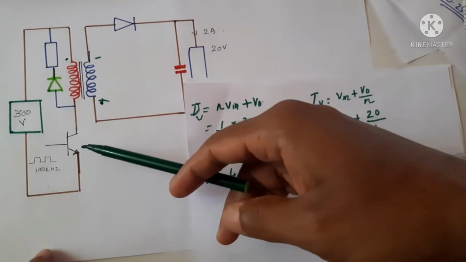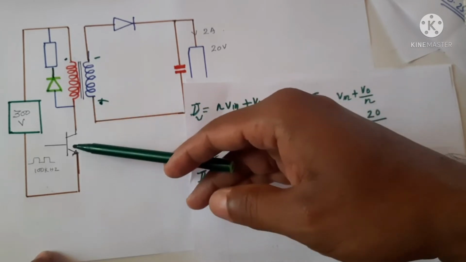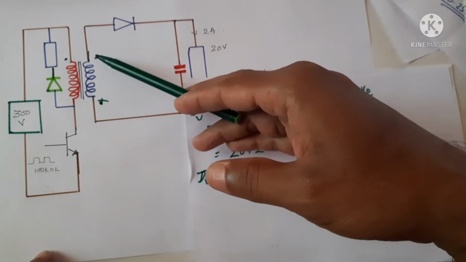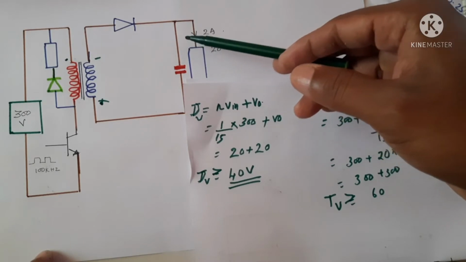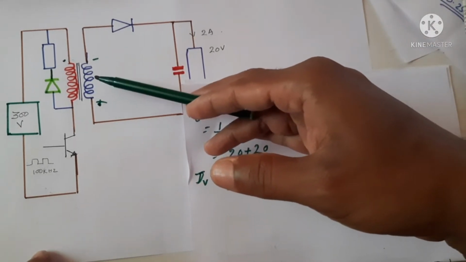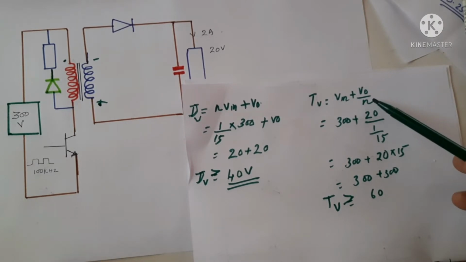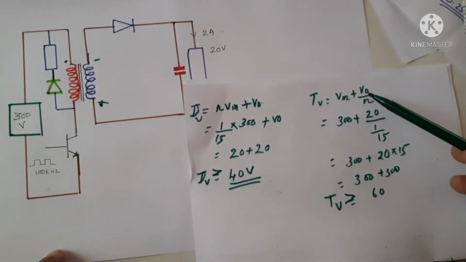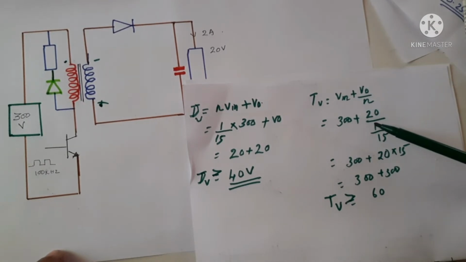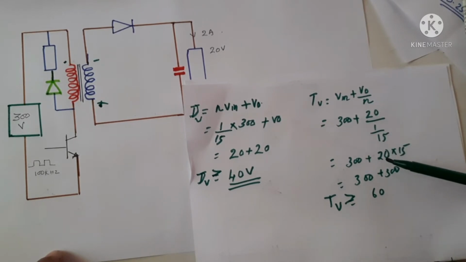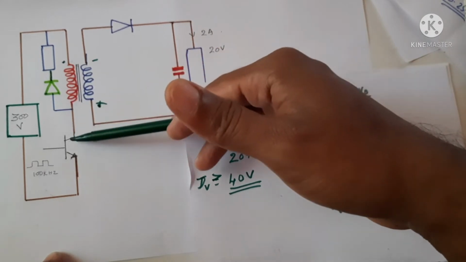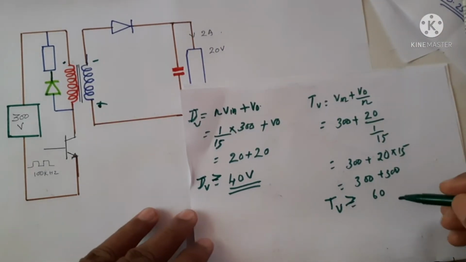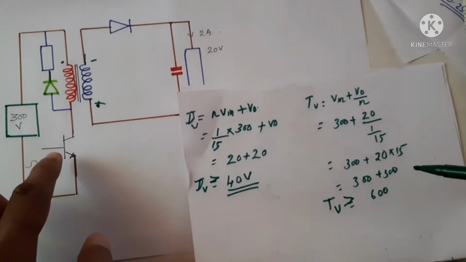Now what is the voltage rating of the transistor? When the transistor is off, the diode is forward biased, this end becomes plus and this end becomes minus. So the voltage across this will be the output voltage V0, that is 20 volts. So the voltage at this point is 20 volts. That voltage divided by n is the voltage reflected on the primary. So the voltage reflected on the primary is V0, 20 divided by 1/15th. This 15 will go to the top, so 20 into 15, that is 300, plus the input voltage. This input voltage plus the reflected voltage will appear across it. So the total will be more than 600 volts that the transistor has to withstand.